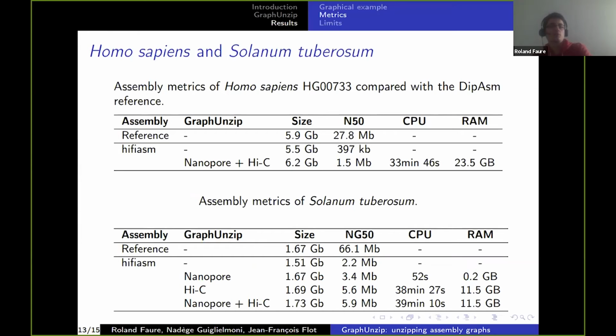Some other results from the proceedings. So human at the top and potato at the bottom. You can notice that when you have both very long reads and Hi-C to unzip the graph, you can use either or both together. And often the best result comes when you use them both together.